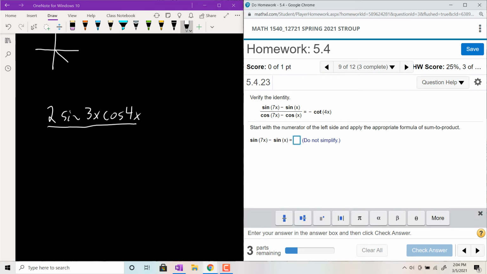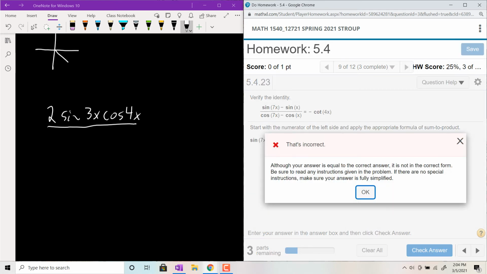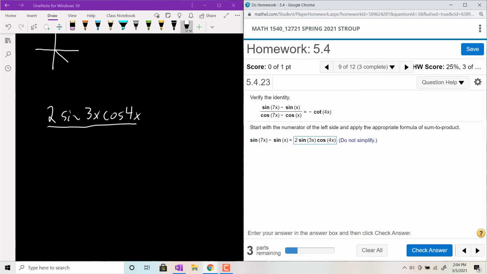Okay, so let's try there. 2 sine of 3x cosine of 4x. Whoops. It's always something, isn't it? So what do I do? Sine minus sine, that's the second formula. So it'll be 2, 7 minus 1 is 6, divided by 2 is 3. And then the other one will be 7 plus 1 is 8, divided by 2 is 4.